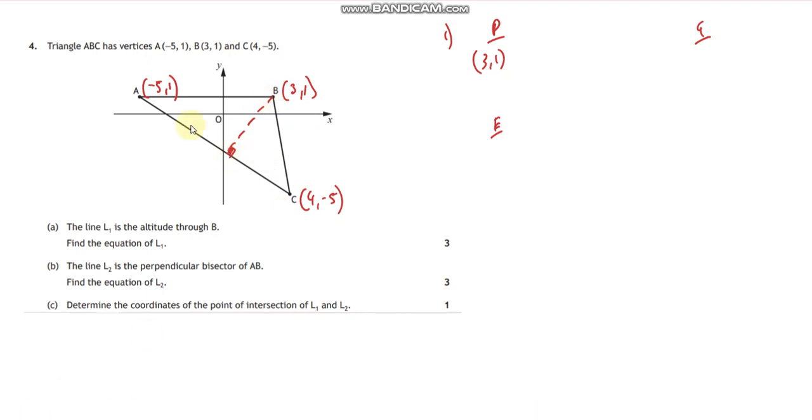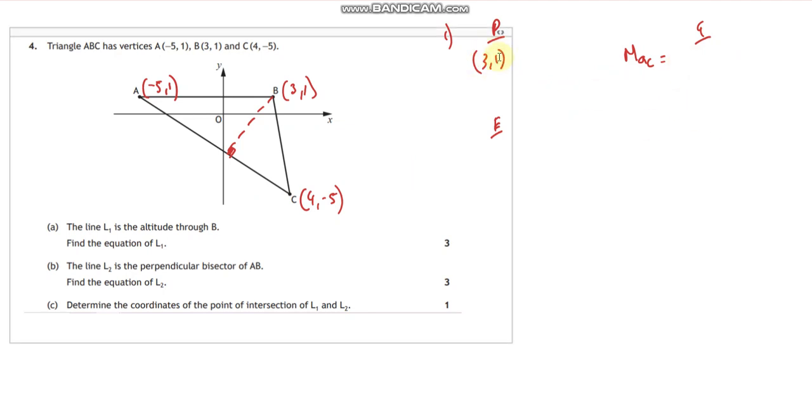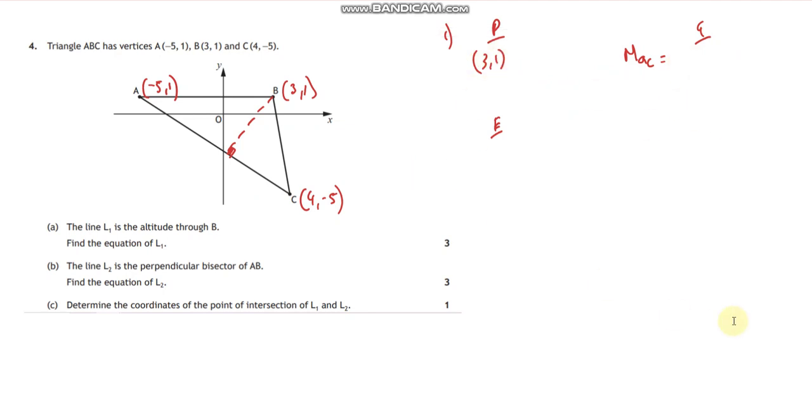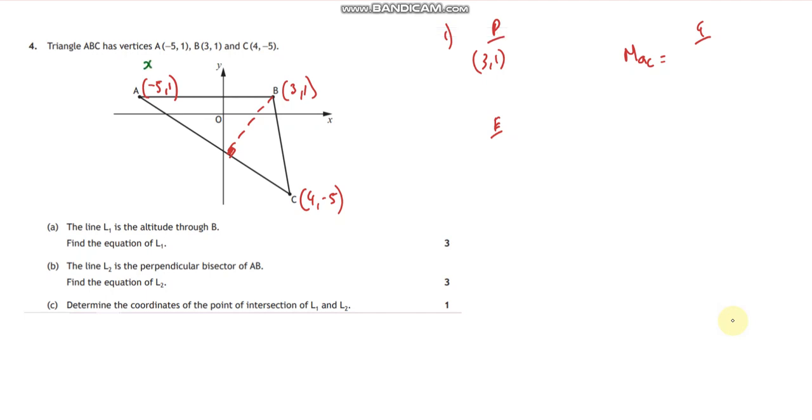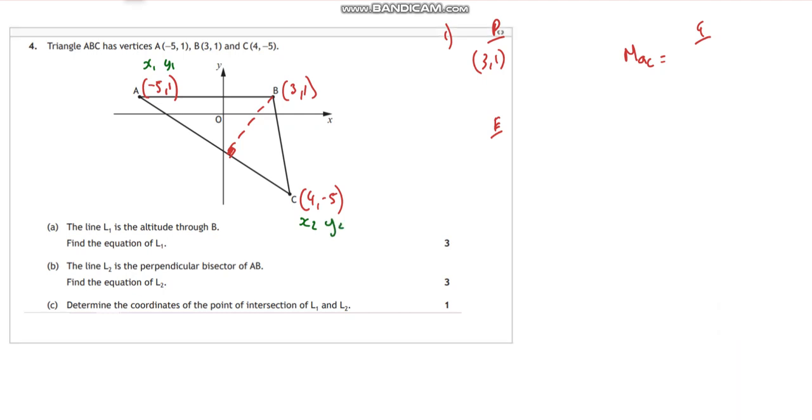So to find the gradient, I'm going to need to find this gradient and do the perpendicular gradient. So I'm going to write that down as MAC. And you could, if you wanted, write these points in here and use it to work out. That's fine. Don't write them in here though, because it'll get confusing as to which points are which. Okay, but right now I'm going to just label them up as x1, y1 and x2, y2.